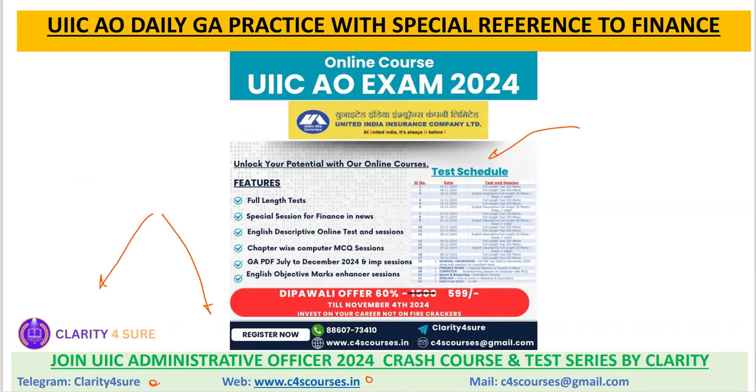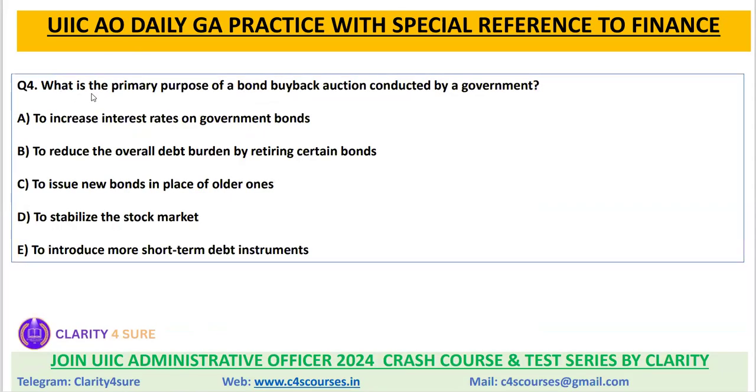Now, moving on to the next question. What is the primary purpose of a bond buyback auction conducted by a government? First is to increase interest rates on government bonds. Next is to reduce the overall debt burden by retiring certain bonds. Next is to issue new bonds in place of older ones. Next is to stabilize the stock market. And fifth is to introduce more short-term debt instruments.